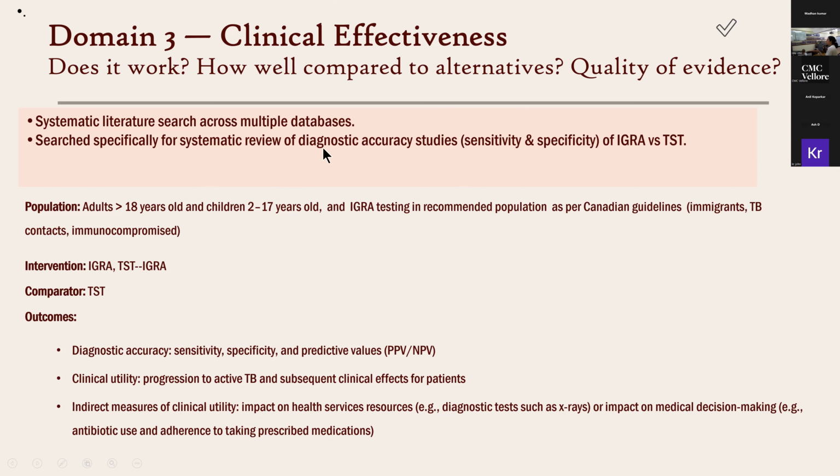Their population were adults greater than 18 or children 2 to 17. And the population had to be their target group, so either immunocompromised, migrants, or TB contacts. The intervention was IGRA, or a TST followed by IGRA, or IGRA followed by TST. The comparator was TST. And the outcomes they were interested in were diagnostic accuracy, sensitivity, specificity, predictive values, and clinical utility.